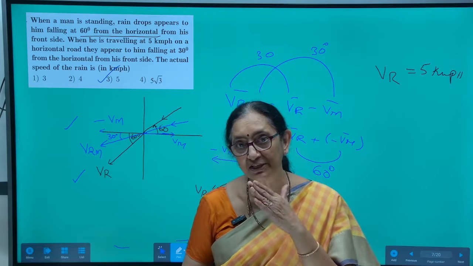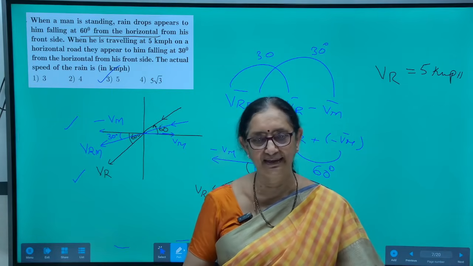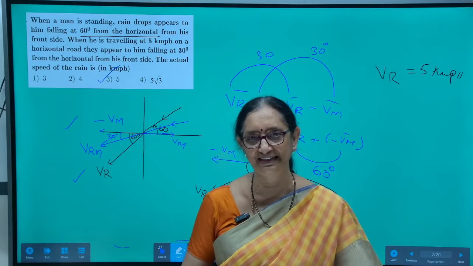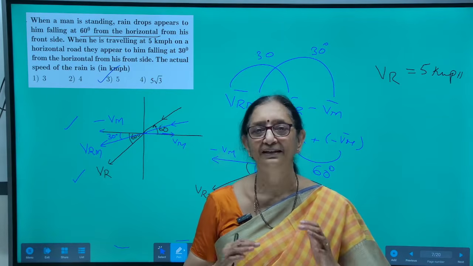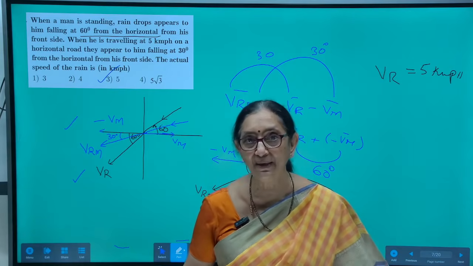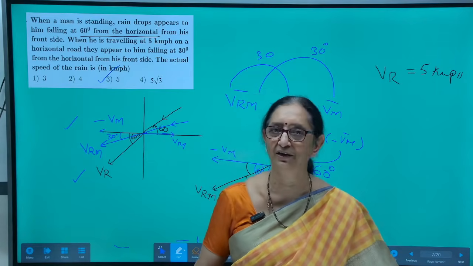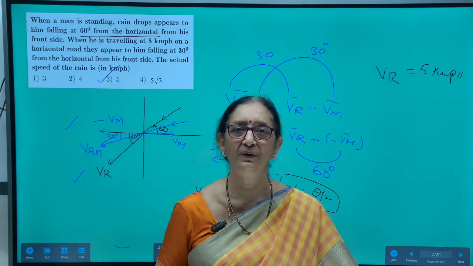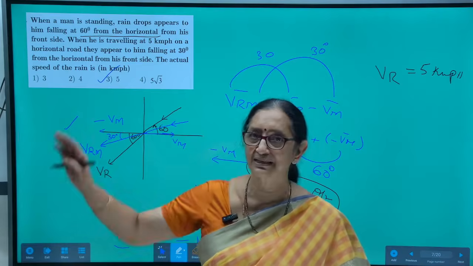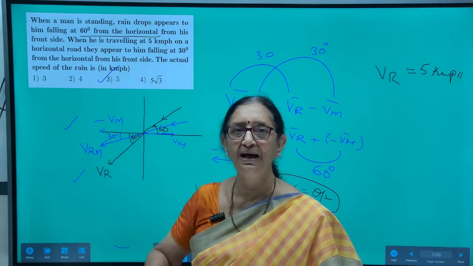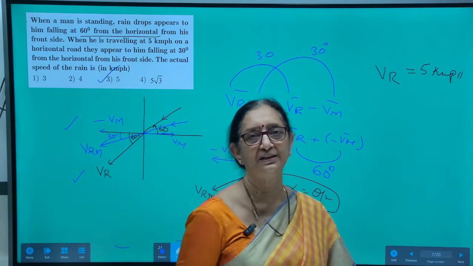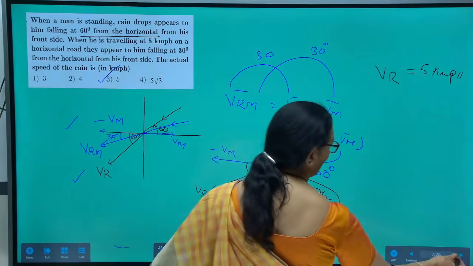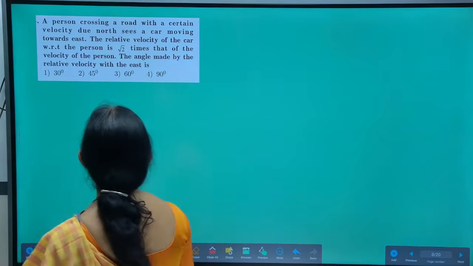So, the original velocity of rain is at 60 degrees. Velocity of rain with respect to a moving man is at 30 degrees, exactly half. That is possible only when rain velocity and man velocity are equal. As man velocity is given as 10 kmph in that problem, velocity of rain also becomes 10 kmph. In this problem, velocity of man is given as 5 kmph, velocity of rain also becomes 5 kmph. Very interesting model. Now, next problem.